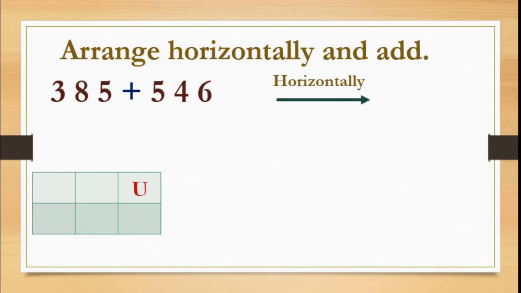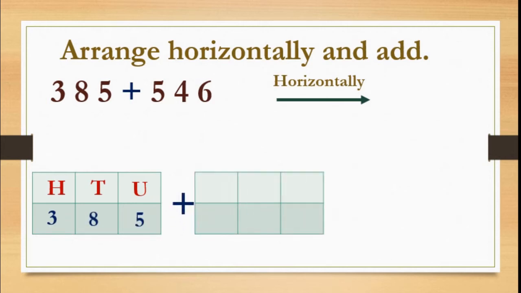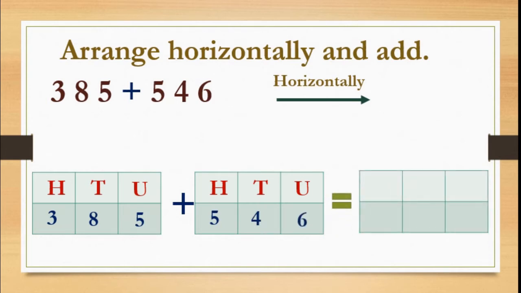Here I will make the table so that it will become easy for you to understand. Units place, tens place, hundreds place. Now we will write the number 385 plus 546 is equal to, again we will make a table here. We will write first units place, tens place and hundreds place. Okay, now we will start the addition.